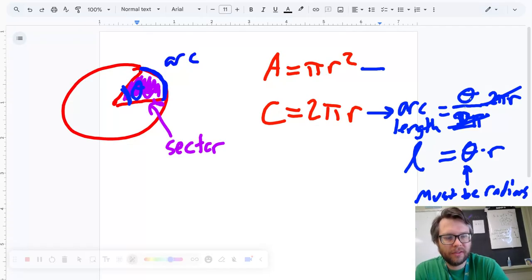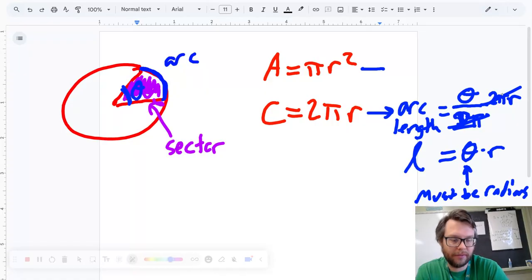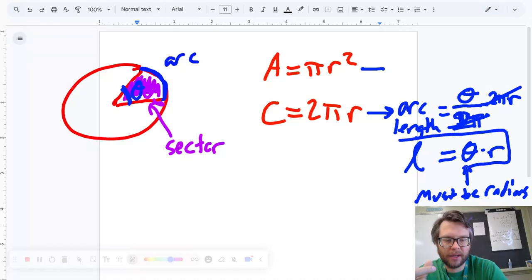If I had done this formula using degrees, I would have done theta divided by 360. And the 360 would not cancel the 2 pi r. You can still use that formula. If you have your angles in degrees, you can go theta divided by 360 times 2 pi r. That'll give you the arc length. But you just need to make sure that the formula in the formula packet, you're only using if your theta is in radians.